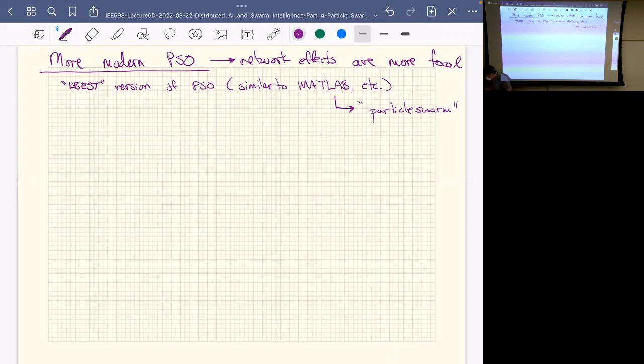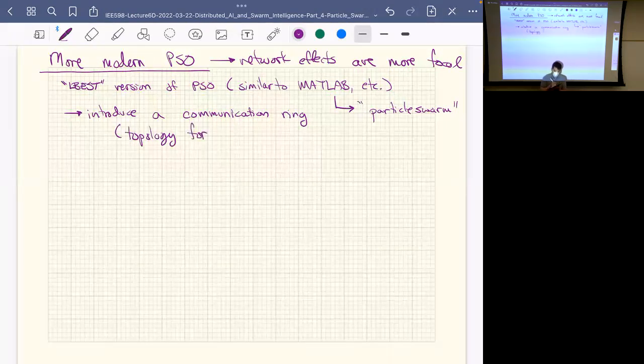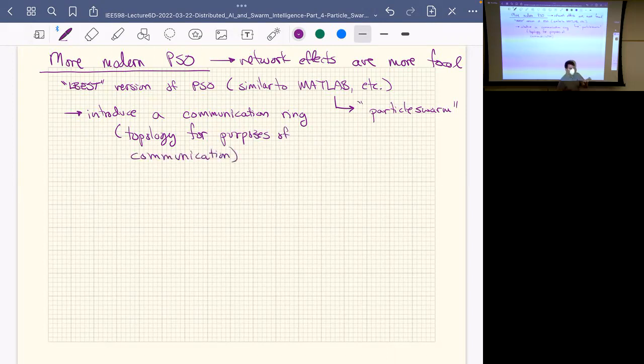And so in the LBEST version, we take all those agents and we place them on a communication ring. So we introduce a communication ring. And this is just a topology for purposes of communication. So what I mean by that is I want to create a neighborhood similar to the way I talked about in the Vicsek model, where you only actually pay attention to agents around you in that neighborhood.